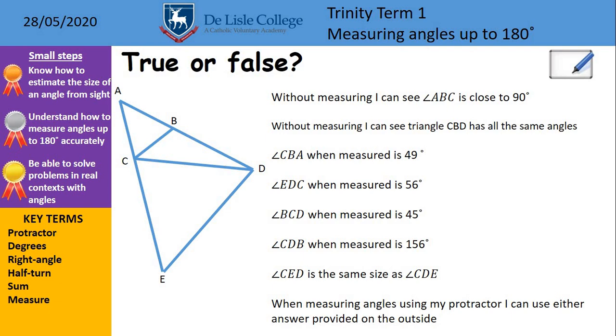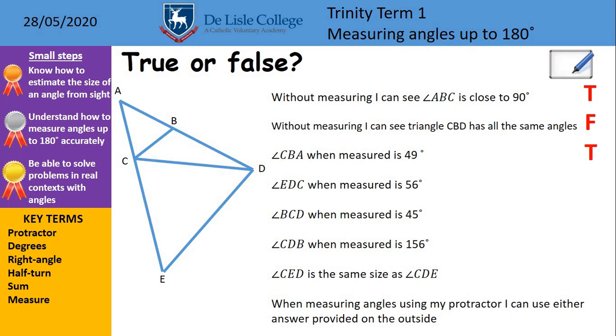Okay, so first of all, we're going to look at angle ABC, and we're going to suggest that it is close to 90. Yes, I think that's fair. That is close to 90 degrees. Without measuring, I can see triangle CBD has all the same angles. To be all the same angles, that would be an equilateral triangle, and there are 180 degrees in a triangle, so each angle would be 60 degrees. That is false there. They don't all look the same angle whatsoever. That's not an equilateral or 60 degrees.